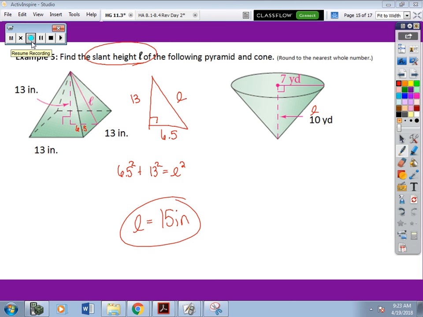How about the second one? What did we get before that one? 12 yards.